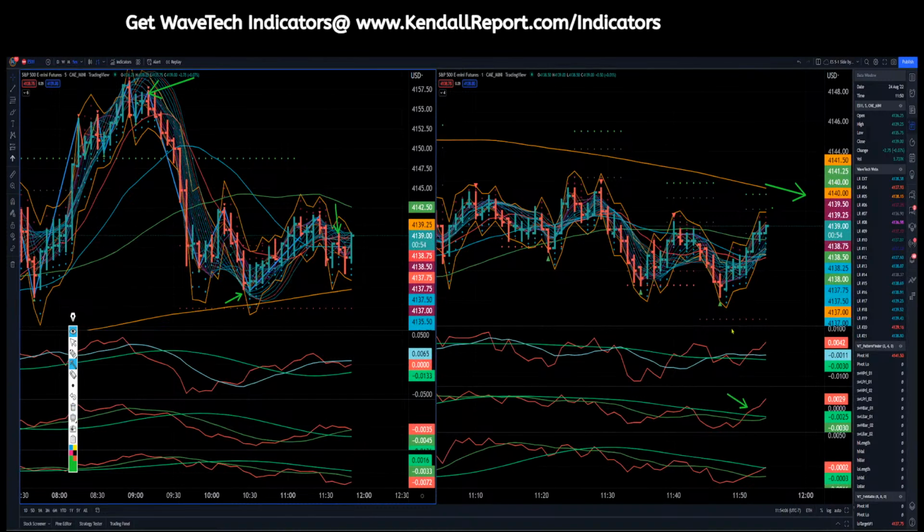So notice that PPMs are starting to turn pretty good here on the 1. So now we're looking for a confirmation over here on the 5. I'm drawing these arrows in, trying to see if we can get them to turn up here. Just about to fib target 2 on the 1 minute.